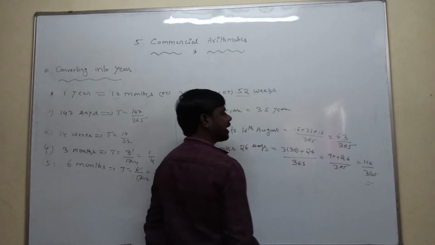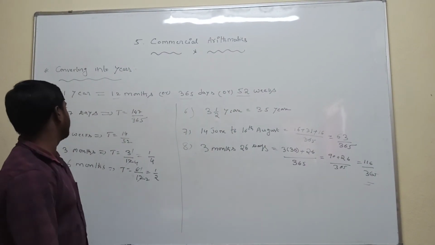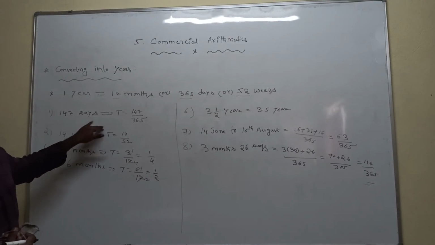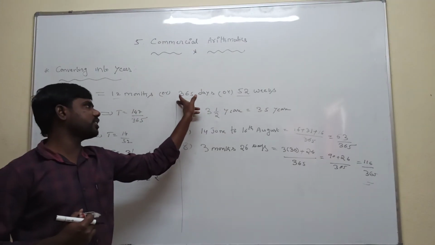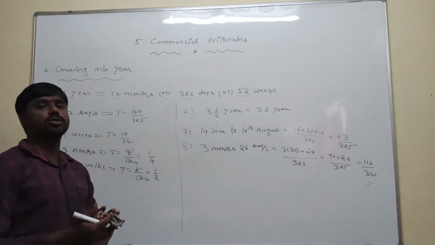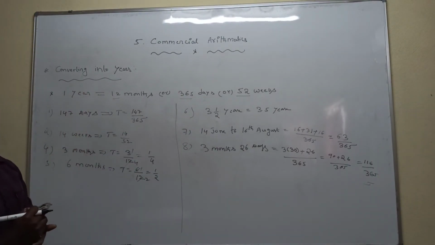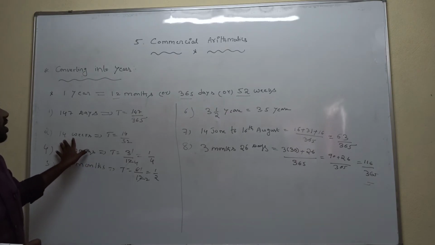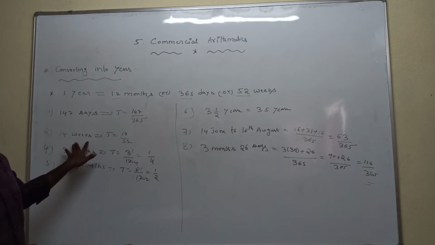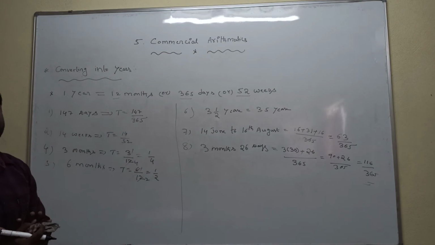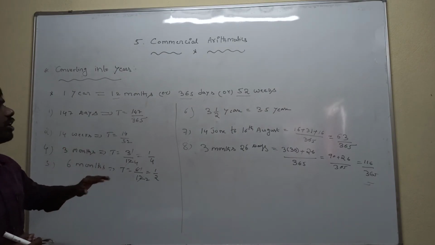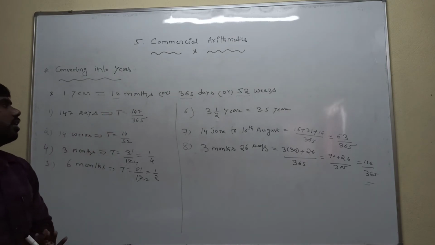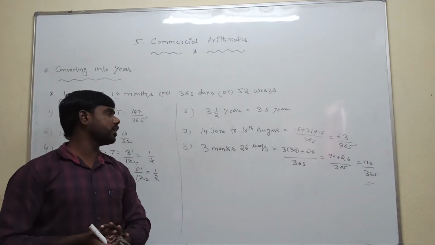Like this we have to calculate in simple interest. Whenever they give 147 days to convert to years, it means 147 divided by the total days in 1 year, 365 days. So given days divided by total days per year. 14 weeks to convert to years: 14 divided by total weeks, 52 weeks. 3 months to convert to years means 3 divided by total months, 12 months. Next, the period of years is nothing but 3.5 years.